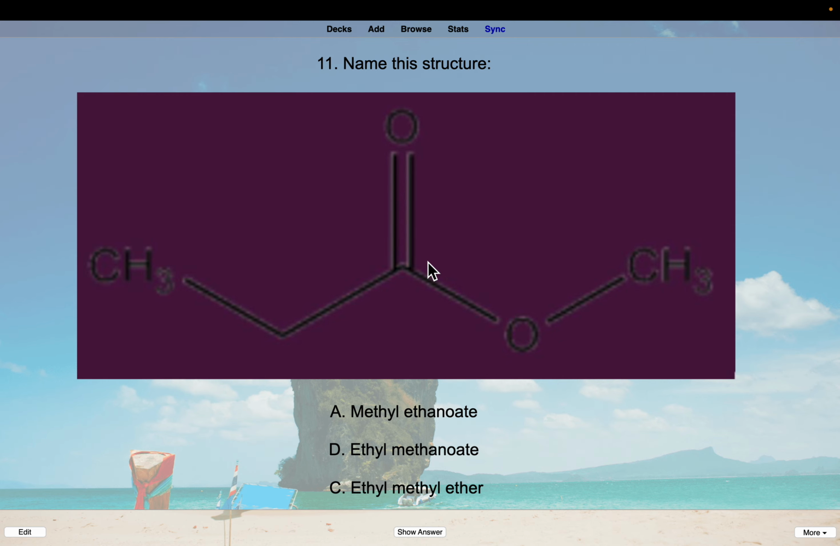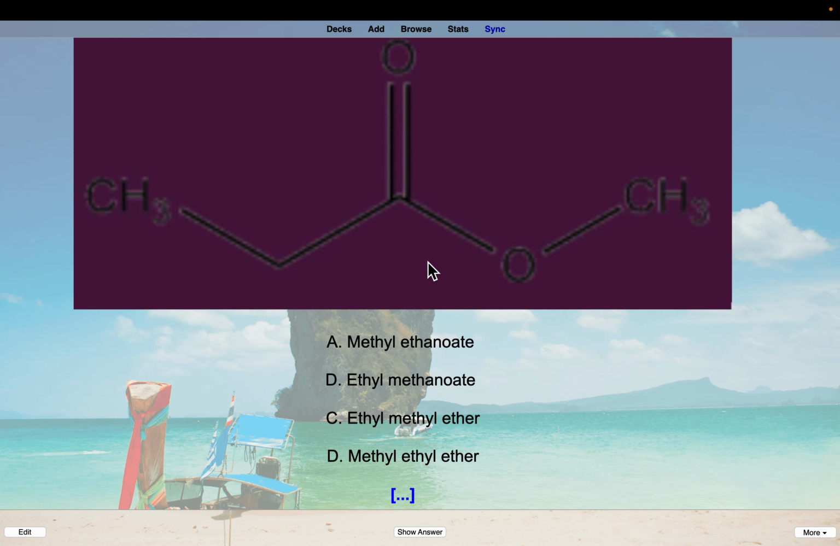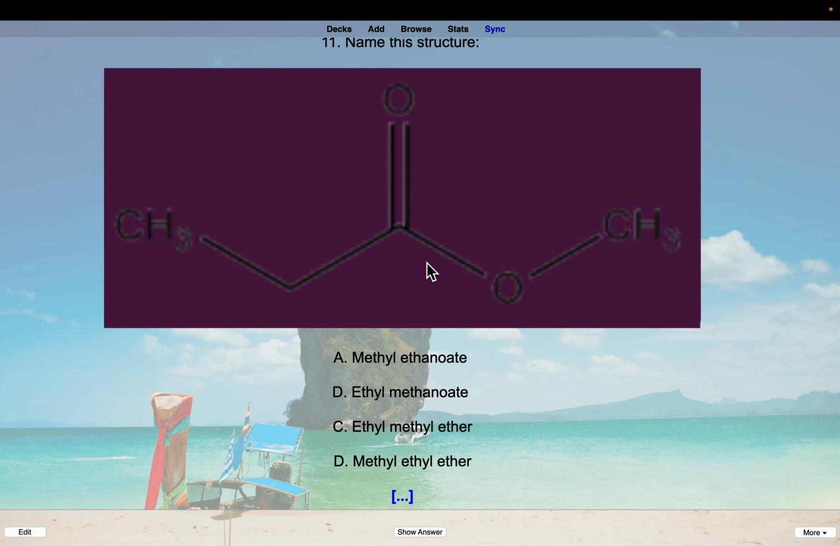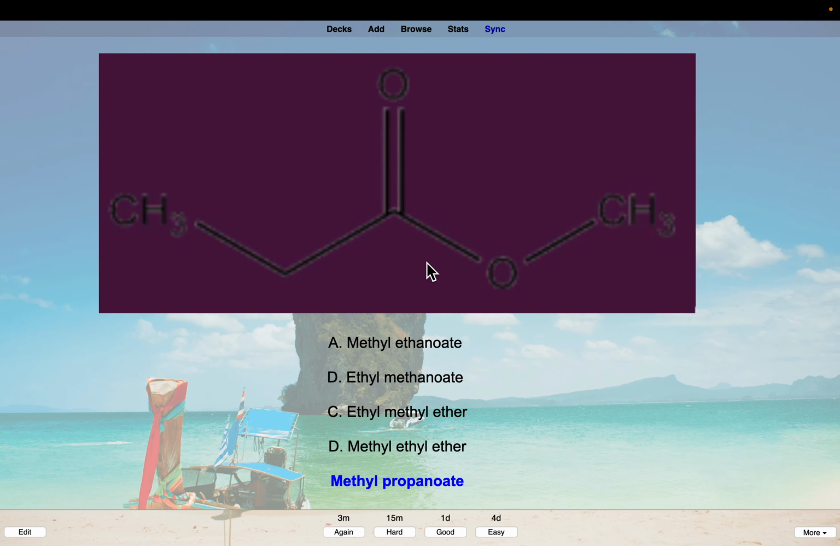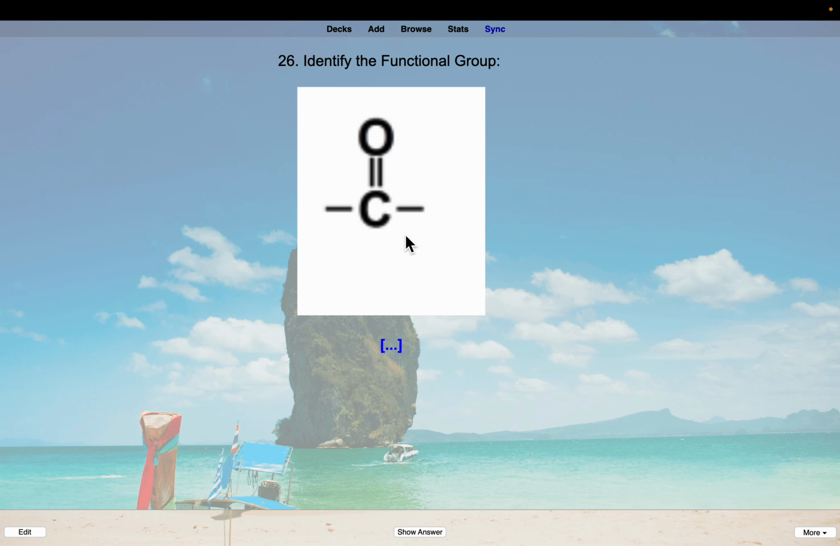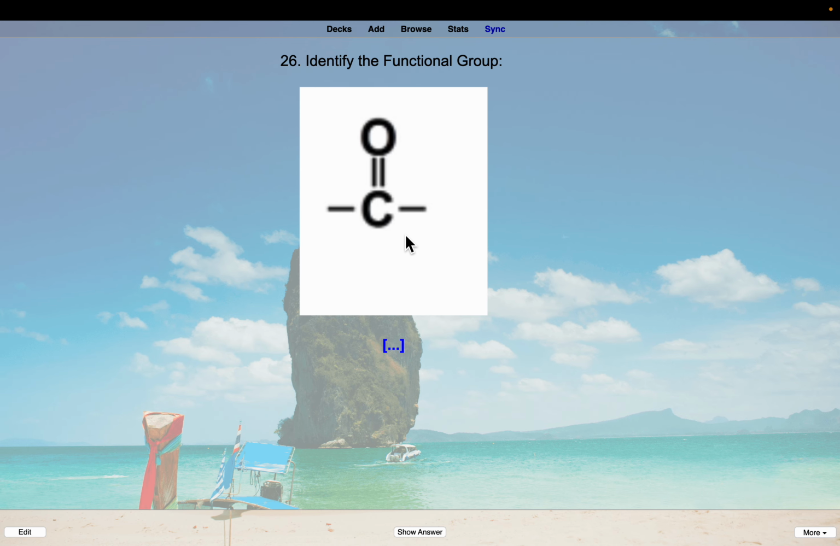Hmm. I actually don't know this. We don't have hydrocarbons. Methyl propanoate. I guess you just have to memorize the figure. I mean, you don't really have anything else. You don't really got any other choice. This is ester? No, carbonyl group.